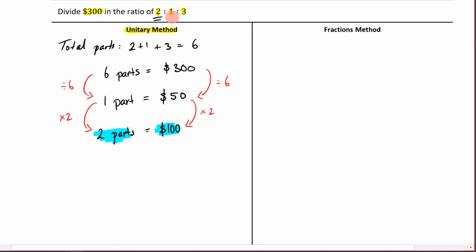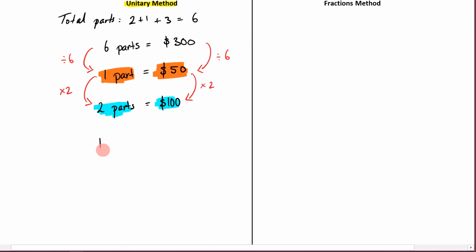Next, I need to find what 1 part is going to be. Well, you know what? I already know what 1 part is going to be. And 1 part is going to be $50. So I figured out what 1 is going to be already. There's nothing I have to do for this one. That's fantastic. And then finally, I have to figure out what 3 parts is going to be.